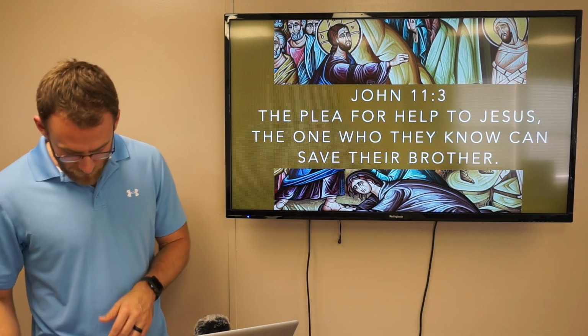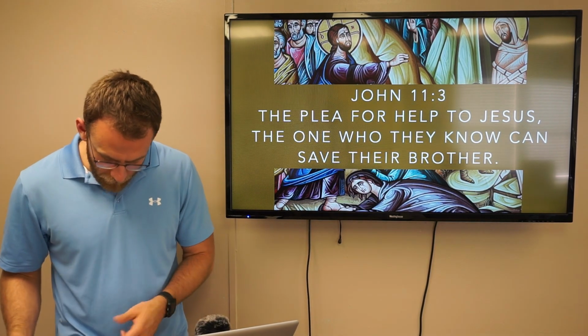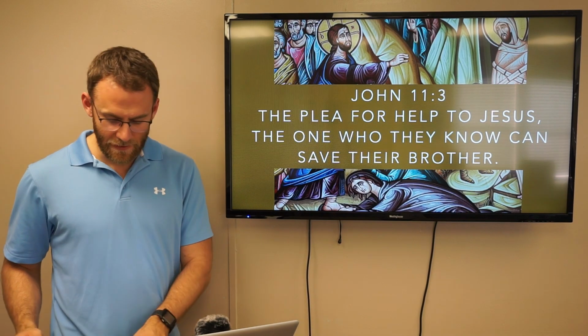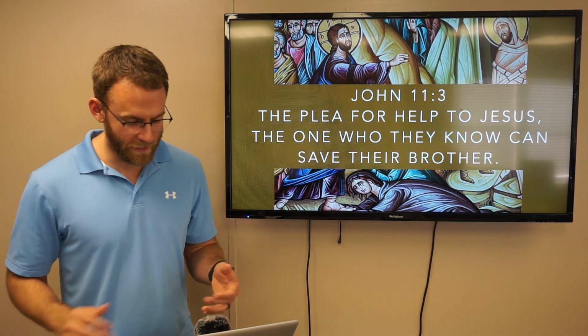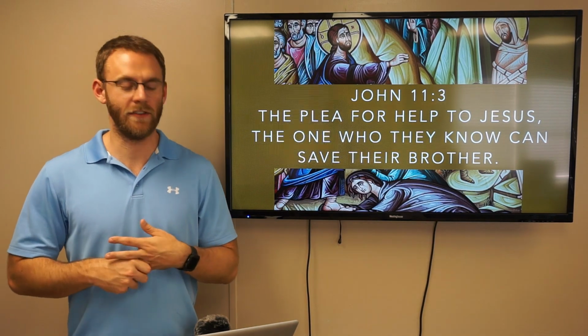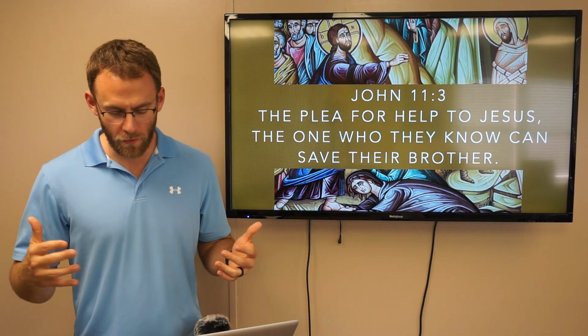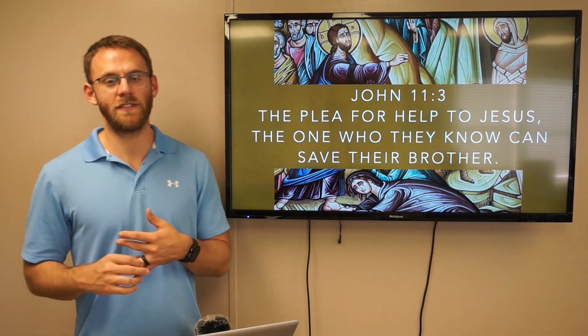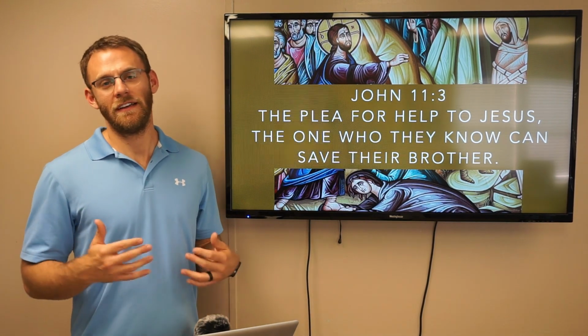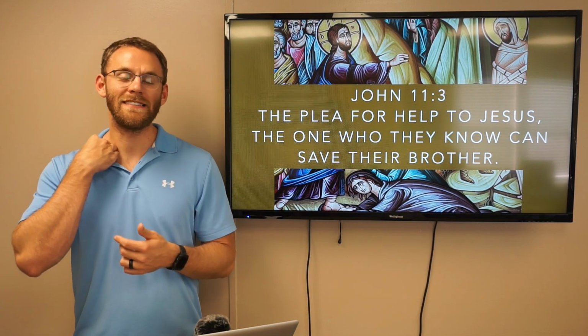So as we get into verse 3, it says, "So the sisters sent to him," that is Jesus, saying, "Lord, he whom you love is ill." And right here we notice that they're sending this plea for help to Jesus, the only one who they know can save their brother. It also references that Jesus is close to this family. The one you love is ill. And so notice that that's happening here too.